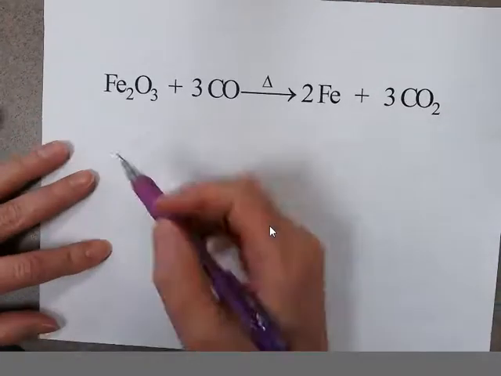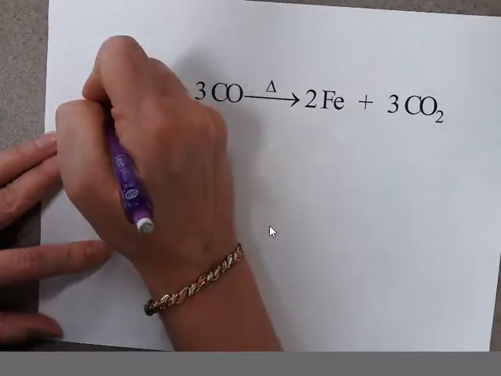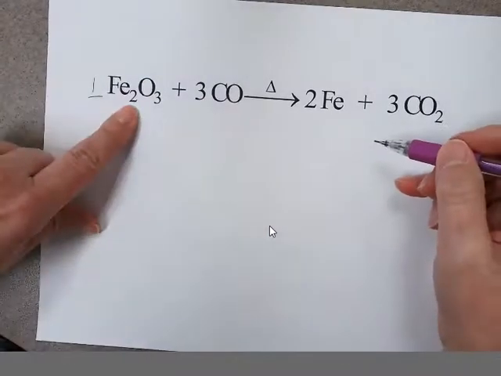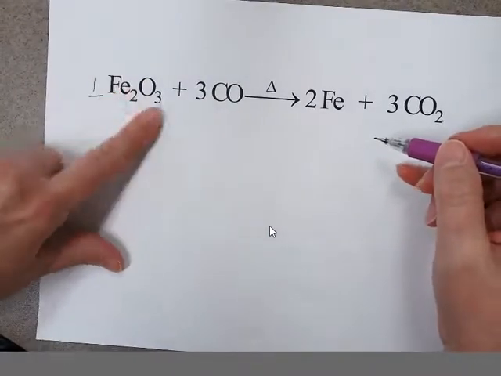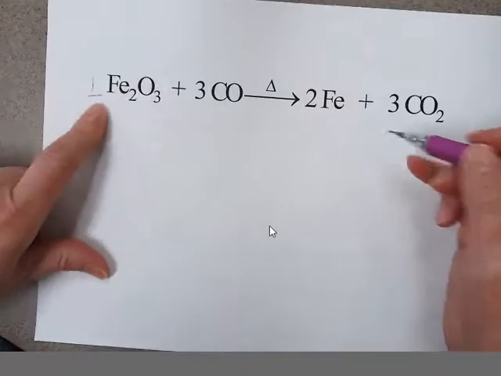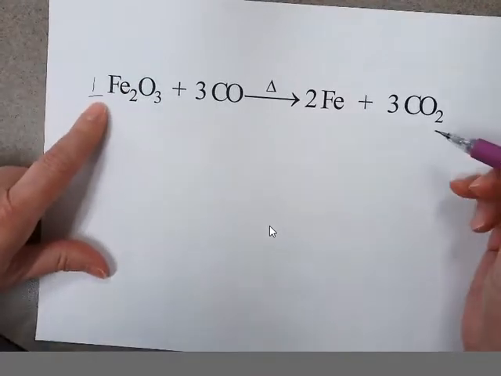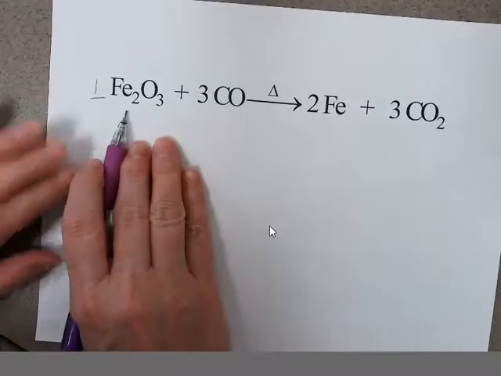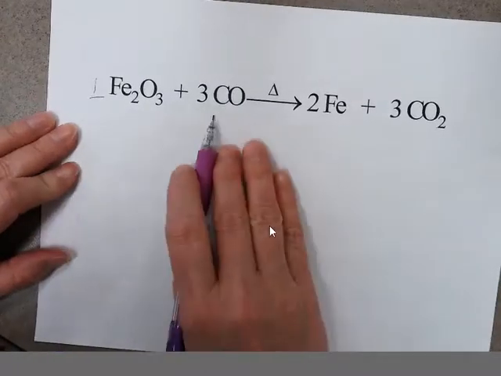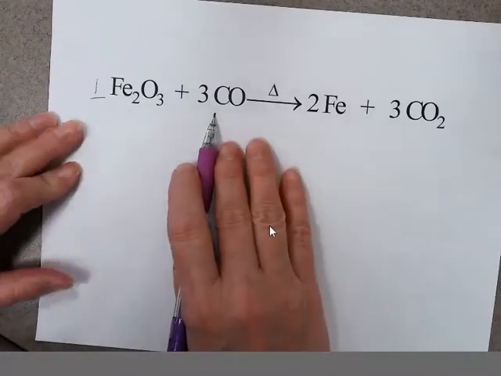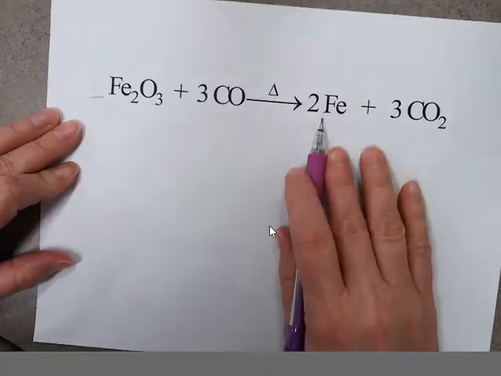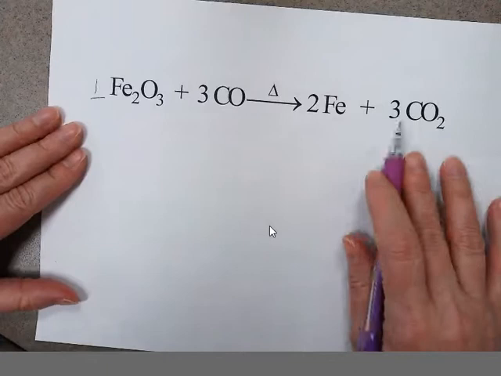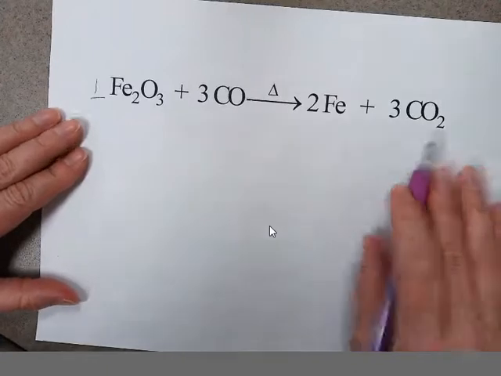Okay, so if you'll recall, the coefficient is the number written that comes before the formula, and it tells you how many of each of these units are present. And when there's not a number present, that means there's just one. So we can say there's one formula unit here. We can say that there are 3 carbon monoxide molecules. We can say there are 2 iron atoms. We can say there are 3 carbon dioxide molecules.